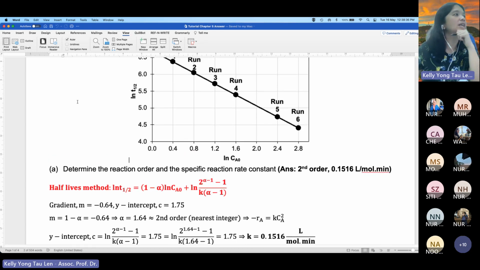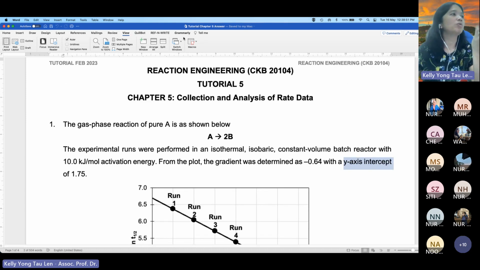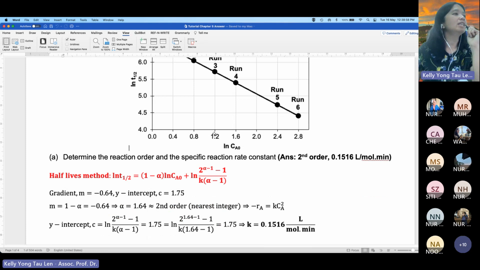Okay, so the question first is, determine the reaction order and the specific reaction rate constant. So the question says, determine the reaction order, your alpha. The reaction order refers to the reaction order with respect to reactant A, because there is only one reactant, which is reactant A. Right? And then the specific reaction rate constant. So they want us to find k. So find alpha, find k. Essentially, they want us to first find your rate law.